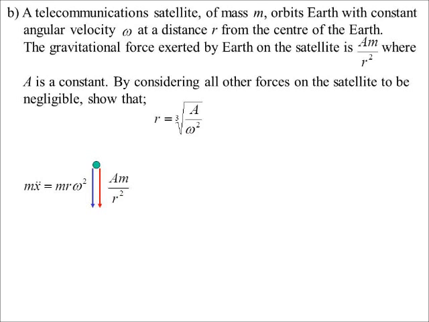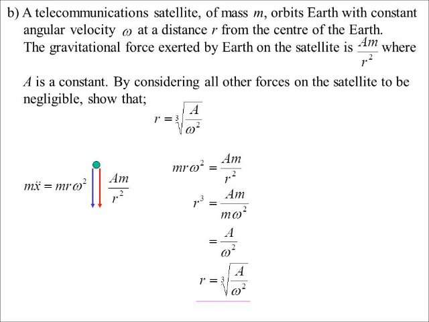So therefore our resultant force must equal, now notice they're in the same direction this time, so it's not negative, AM on R squared. All we've got to do now is make R the subject of this. Oh, sorry, this one. Divide by M, rearrange. R cubed is A on omega squared. So the radius is the cube root of A on omega squared.